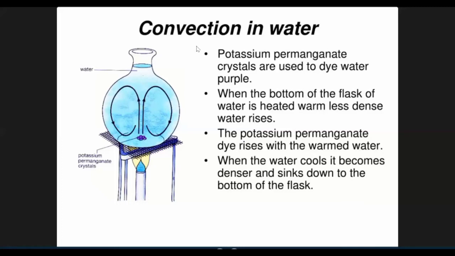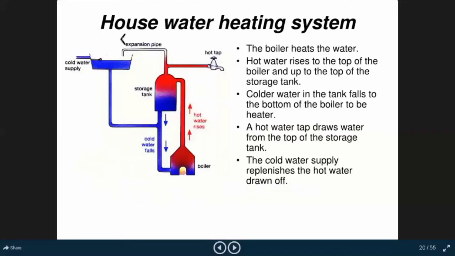Now, this is called a boiler, or the heating systems at home. What happens is you have this boiler that is heating the water. That water is rising and going to the top of the storage tank because it's less dense. And the cooler water is sinking because it becomes denser in comparison and goes back to the boiler, so it's heated again. Over here, when you open the tap for hot water, the water is going to come out.